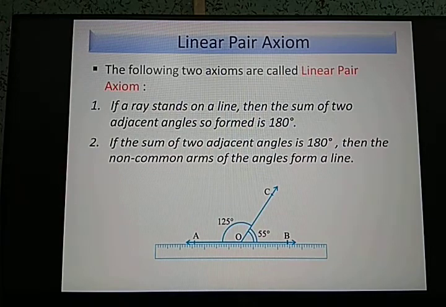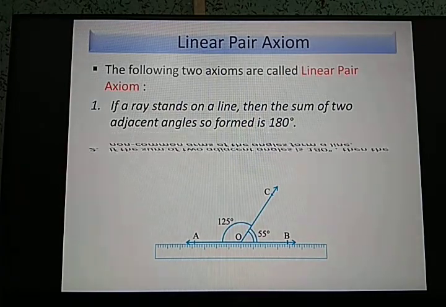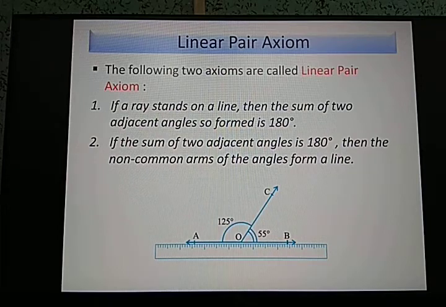It is just the converse of what we have seen just now in the first axiom. In the second axiom it is said, if the sum of two adjacent angles is 180 degree, then the non-common arms of the angles form a line. Yes. So as we have discussed in our earlier class, linear pair of angles is nothing but a type of adjacent angle. So here also if we consider the two adjacent angles BOC and AOC such that the sum of the two adjacent angles is 180 degree, then the non-common arms.